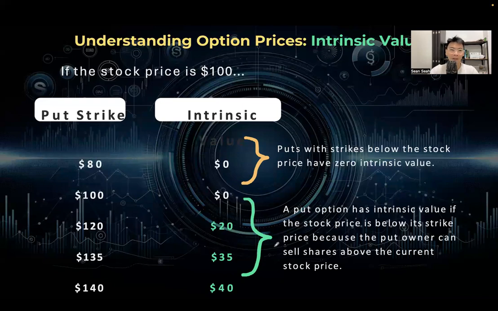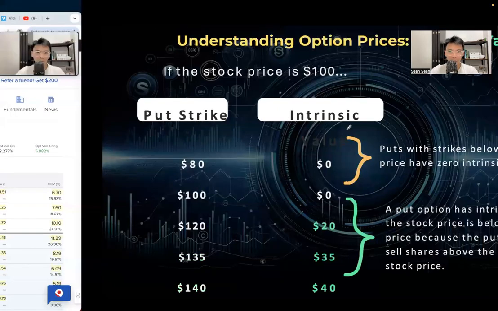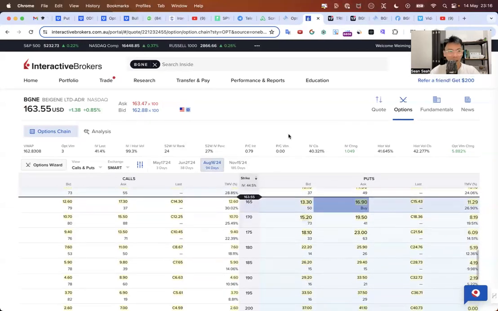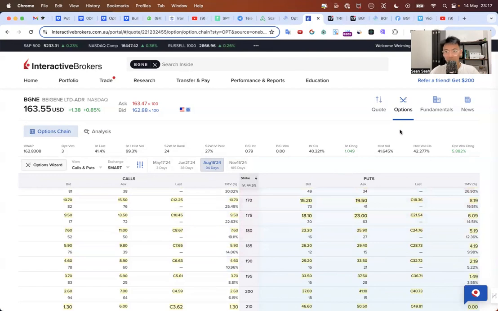Same thing. For a put option, just now we did the exercise, and now the share price is 163. As the strike price goes higher, a 170 put has $7 of intrinsic value, a 180 put has $17, and a 190 put has $27. So we take 190 minus the share price. If the share price is 200, we take 190 minus 200, which is a negative number, so there's zero intrinsic value. I do hope that this is clear.